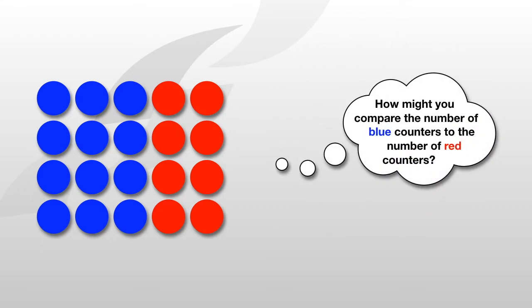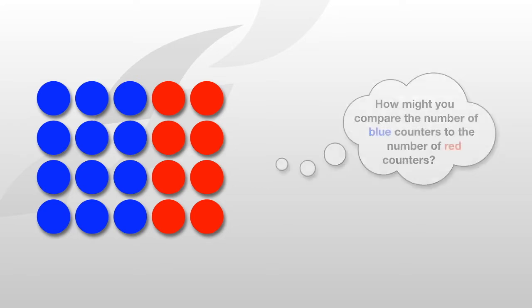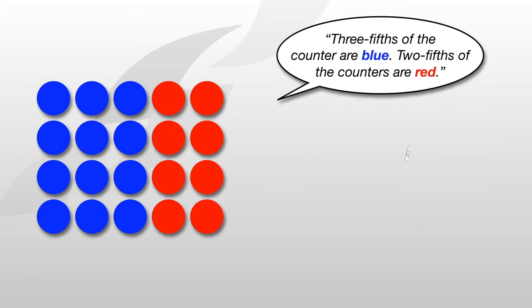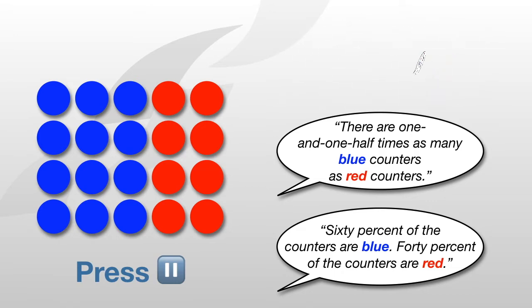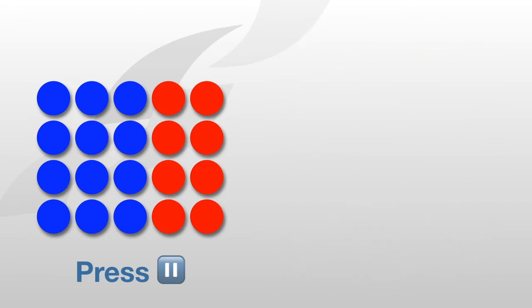Earlier, you were invited to compare the number of blue counters to the number of red counters. There are many ways that you might have described this proportional relationship. Press pause now and see if you see one of your ways here. Now we'll explore some strategies for finding an unknown value in a proportional relationship. Later, we'll apply these strategies to solve real-world problems.